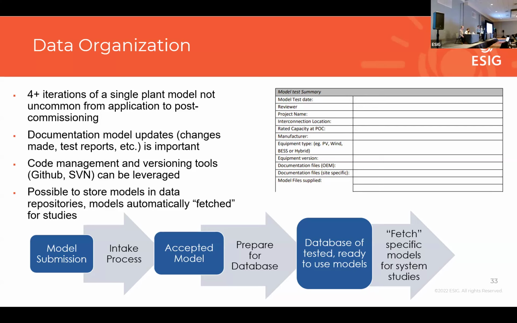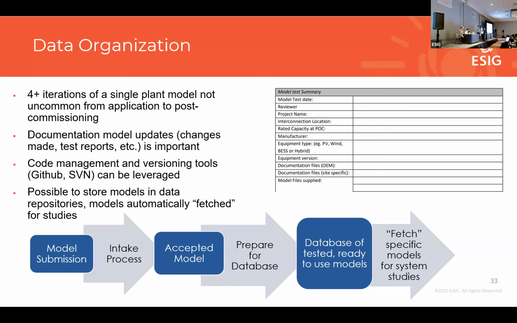So catalog everything that comes in, get revision reports from the plant developer whenever possible. Be very thorough with your testing reports, right? You can see on the right here, this is something from our modeling requirements: model test summary, test date, reviewer, project name, etc. So it's important to be on top of documentation wherever possible.